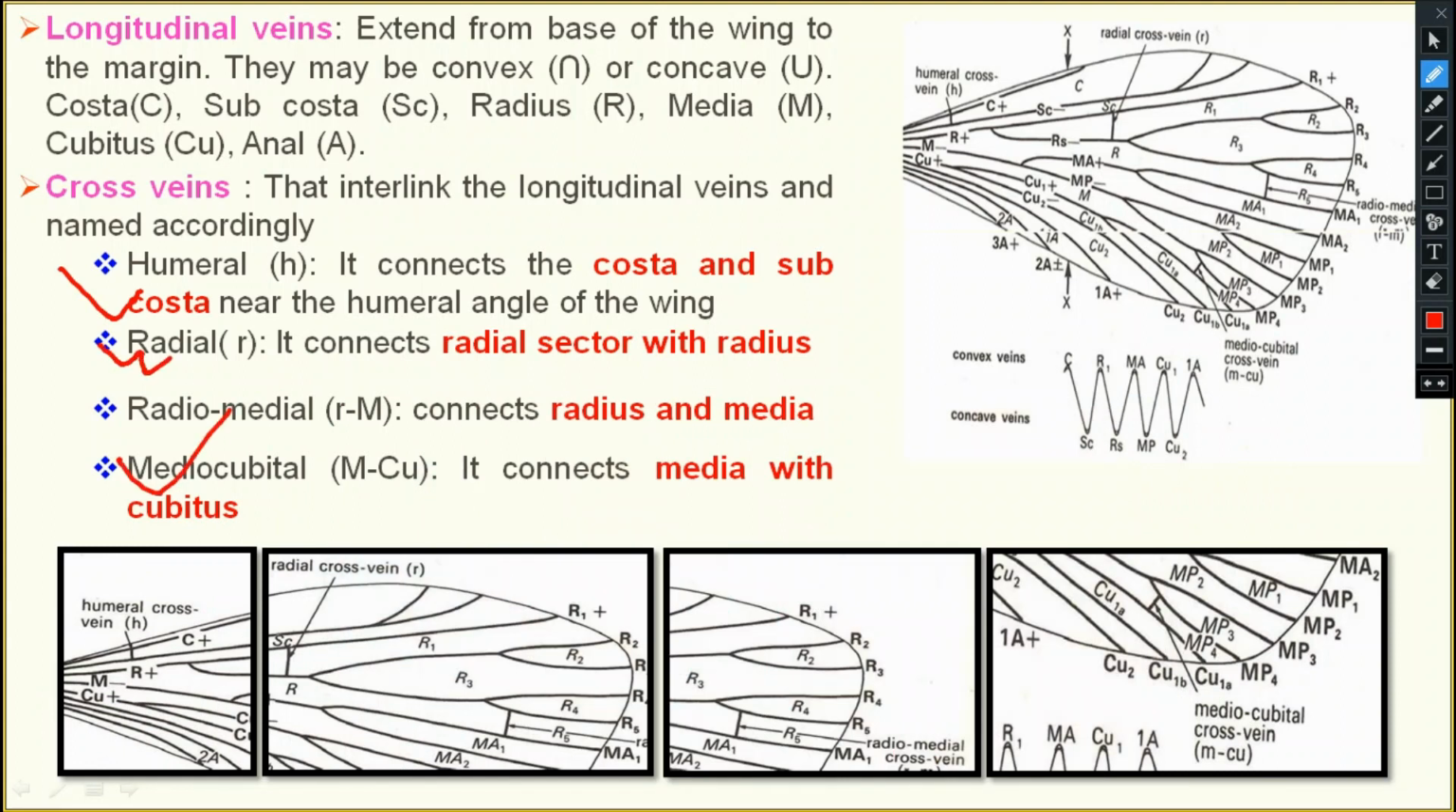Okay. What is the humeral cross vein? The cross vein present in between costa and subcosta. You see, this is the costa and this is the subcosta. Zoom the picture; this is the costa and this is the subcosta, the lower one. In between them you see there is a cross vein. Can you see it? My mouse pointer. This is known as the humeral cross vein, denoted as H. Clear?